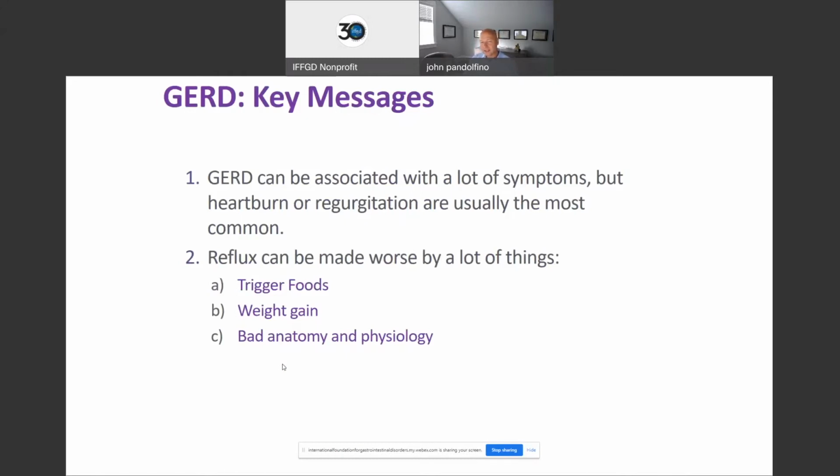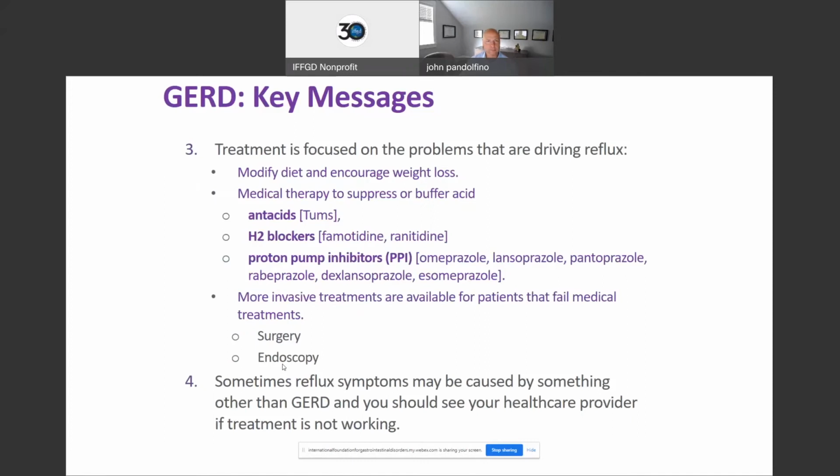But with that being said, we can actually treat these particular problems by focusing on some of these lifestyle modifications that will reduce the triggers by reducing trigger foods, reduce the gradient in terms of weight gain, and address some of the issues with bad anatomy and physiology with maybe how we're positioned when we're sleeping and how we're eating. And that's really where we focus. The treatment is focused on the problems that are driving reflux.